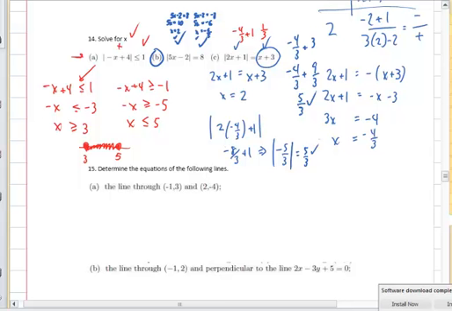Remember, the big component is that the absolute value has two parts to it. When you take away the absolute value brackets, you've got the positive component and the negative component that you've got to worry about.